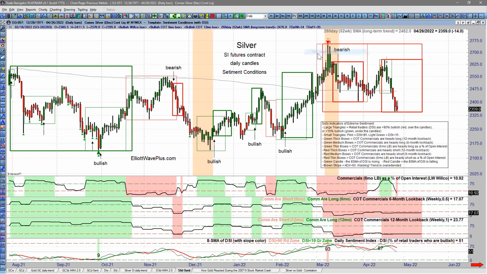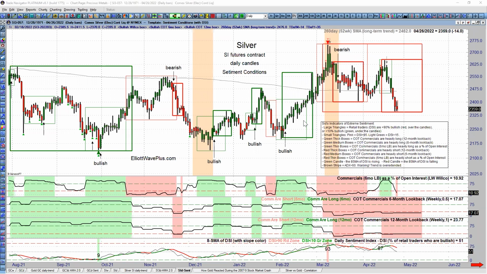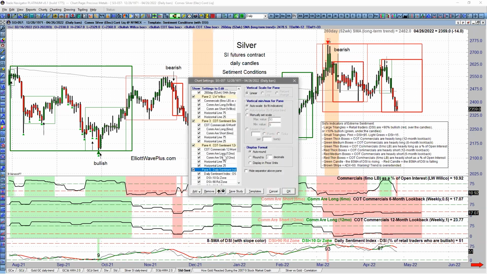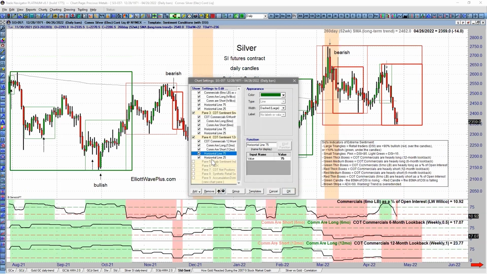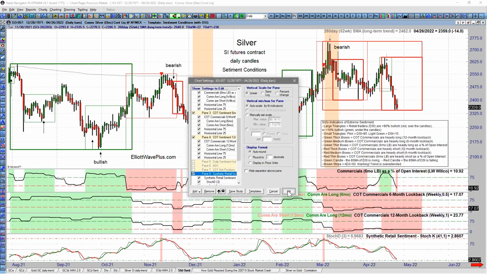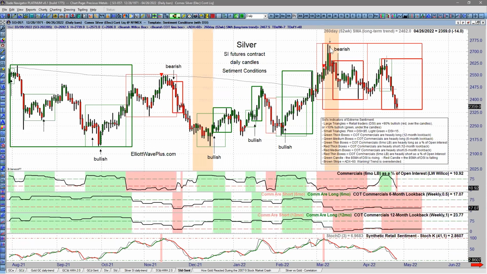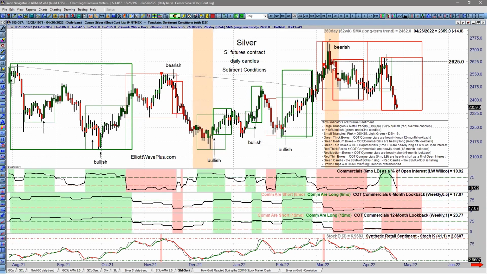Well, look at what, if we use, instead of the DSI, my synthetic retail indicator instead, that's exactly what we got. We got our first sell, a candle inside of two different red boxes right there. And it would have suggested at that time getting short about right there.